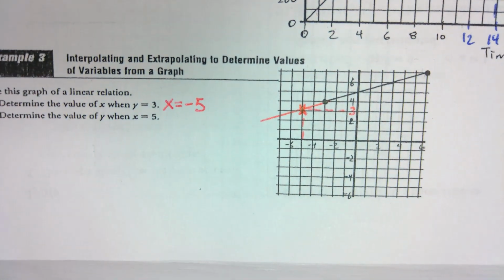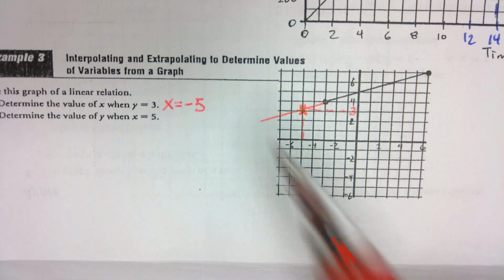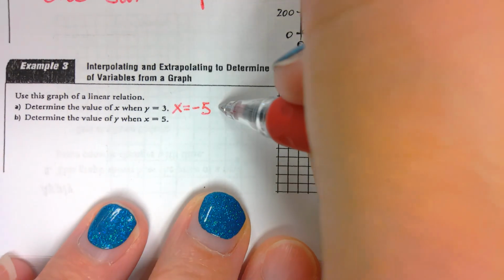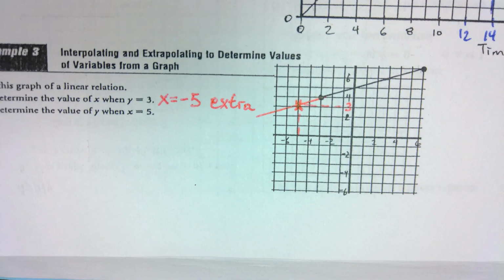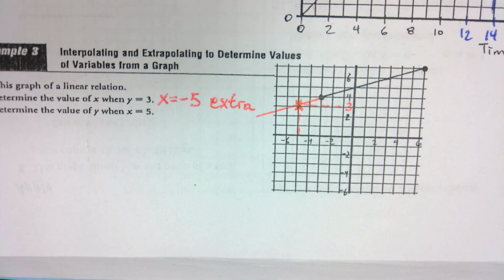Since I had to extend the line, Danny, is this interpolation or extrapolation? Since I had to extend the line. Is it inter or extra? Extra. That's right. Extrapolation. See the word inside extrapolation? Extra. Because you had to extend it out. Okay. And let's see.